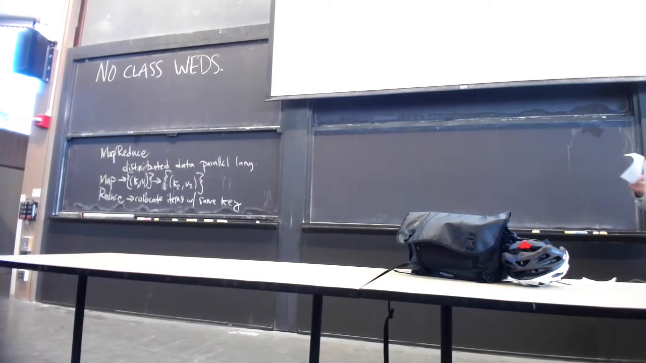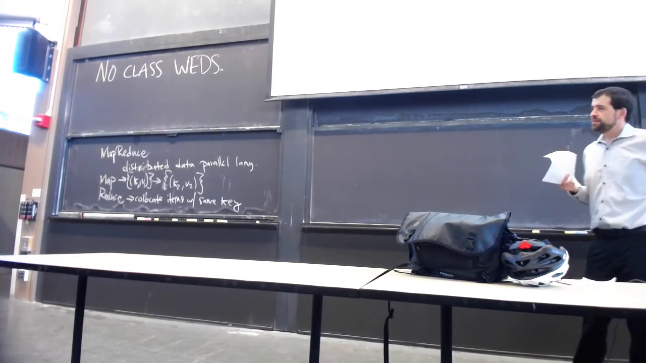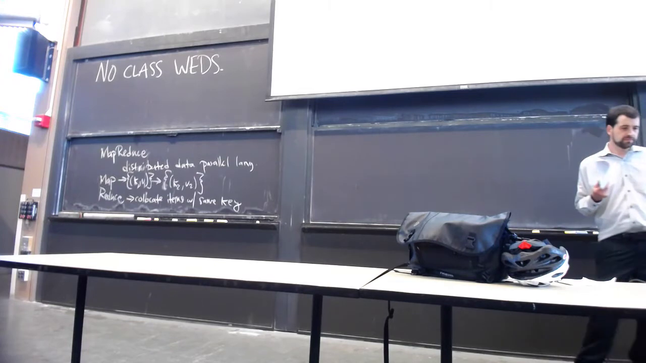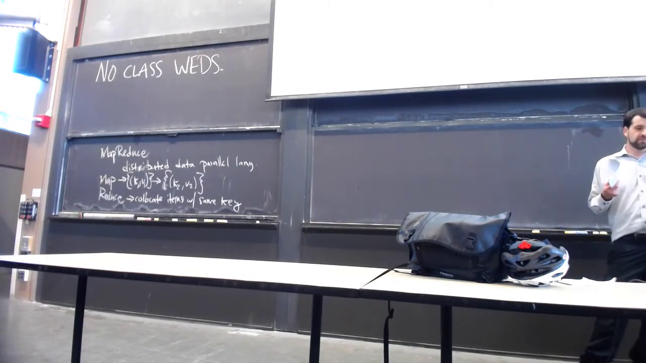Is there a difference between the reduce function, like that reduce function does something specific, whereas in general reduce co-locates items with the same key?